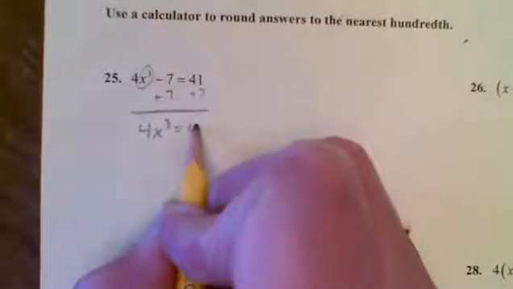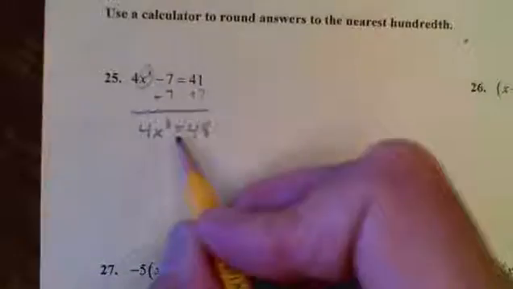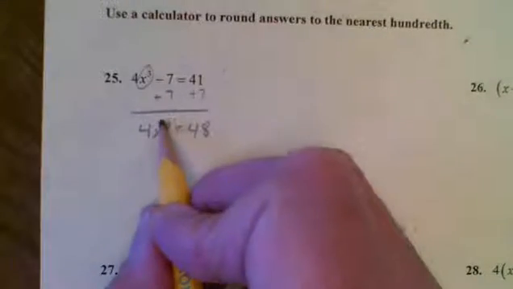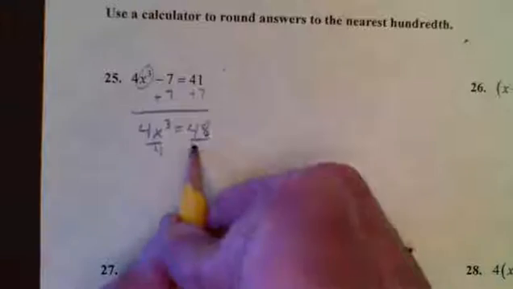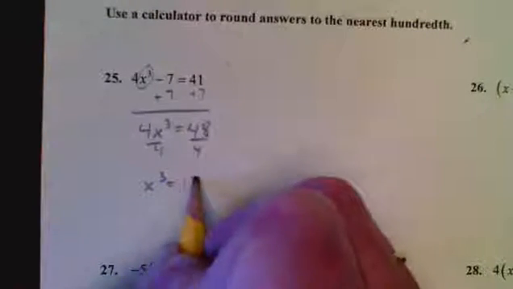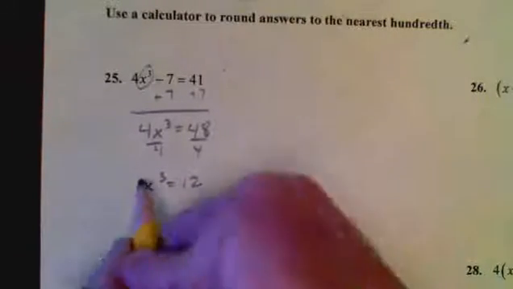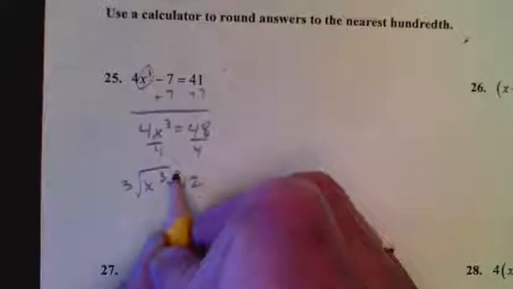I first want to get that away from the variable. And then again, I still need to get this x to the 3rd by itself, so I need to divide by 4. I get x to the 3rd is 12. So now to undo that, I need to take the cube root.